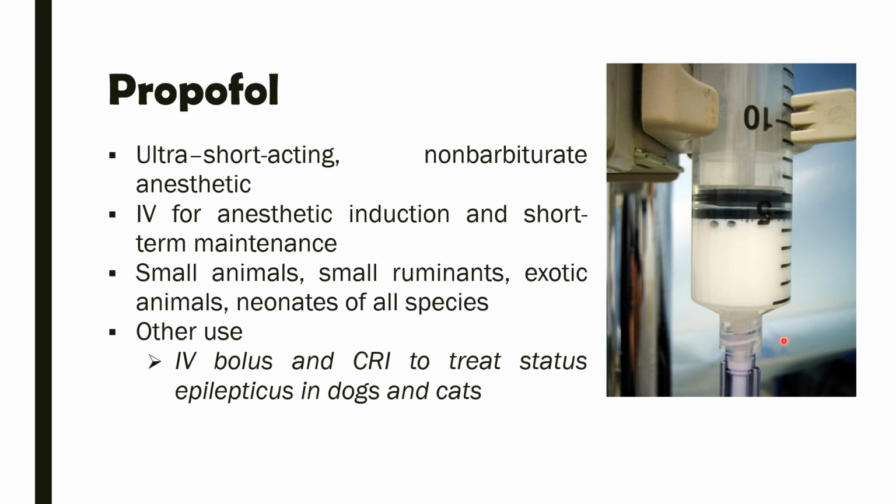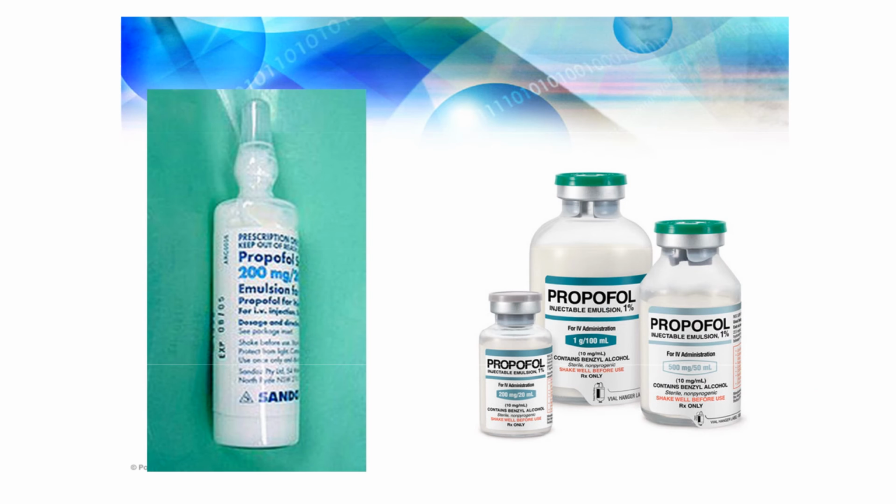For its other uses, it is given as an IV bolus and titrated to effect, meaning that it can be given as a CRI or a constant rate infusion, and this is an option for animals that are in seizure, status epilepticus, and they need to be controlled through CRI, usually in micrograms per kilogram per minute. Again, we have here our propofol. So it comes in color white. And again, it is one of the most common general injectable anesthetics in veterinary medicine.